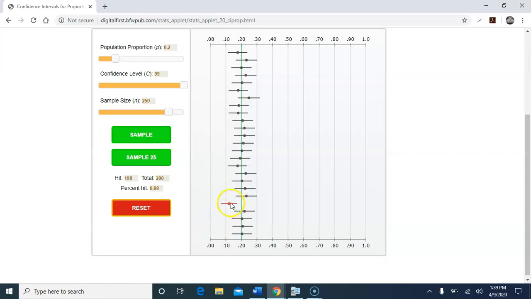Every once in a while, just by chance, you're going to get a goofy value for p-hat, and then the confidence interval based on that particular value of p-hat does not contain the population p. But that doesn't happen very often because p-hats like this don't happen very often. So this is an illustration of what it means to say that we're 99% confident.